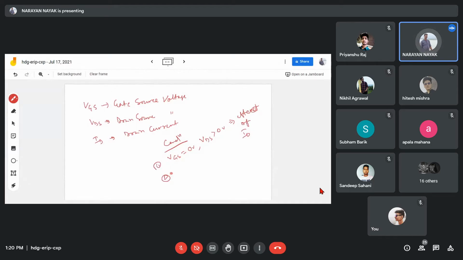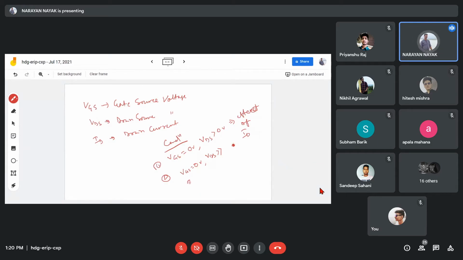The condition 2: let us say VGS is 0, and the drain source voltage is increasing and increasing. VGS is 0 and the drain source voltage is greater than 0 volt, means 1 volt, 2 volt, 3 volt. Now you have to increase the drain source voltage here. The second condition, by keeping VGS 0 and the drain source voltage increasing. So what will happen?